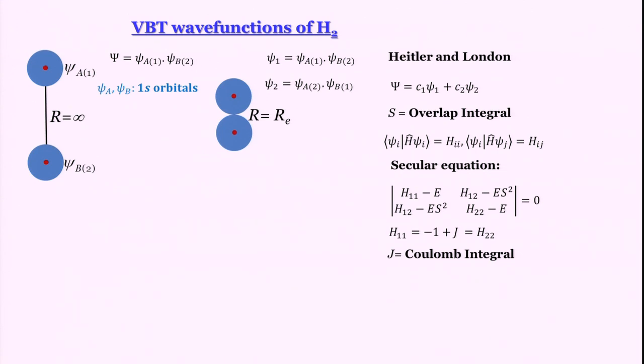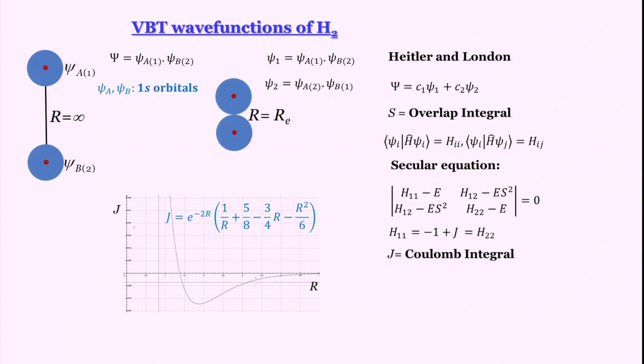So, this is what it is. H11 and H22, it can be shown, will not be shown here, is equal to minus 1 plus J when everything is in atomic units. When we plot this, once again this is a problem worked out in McQuarrie and Simon's book. It turns out that even J can be written like this, e to the power minus 2R multiplied by a polynomial, and now J turns out to be a function that goes through a minimum. Profound importance when we talk about the energy.